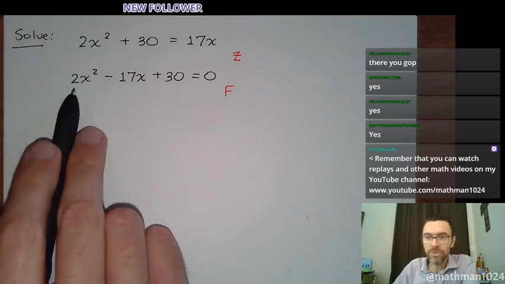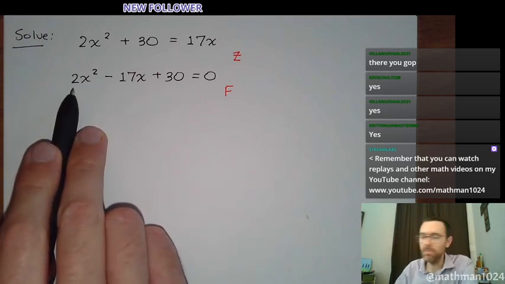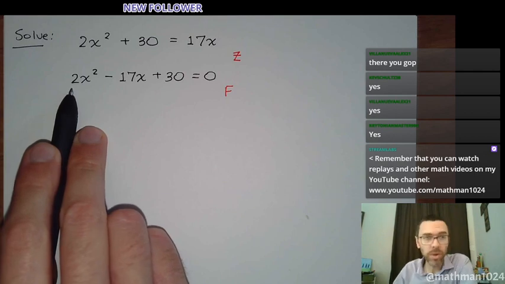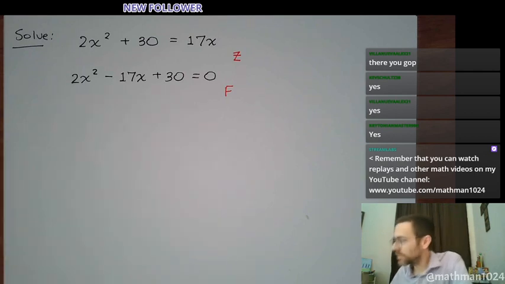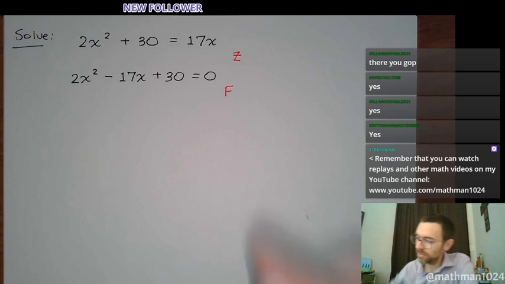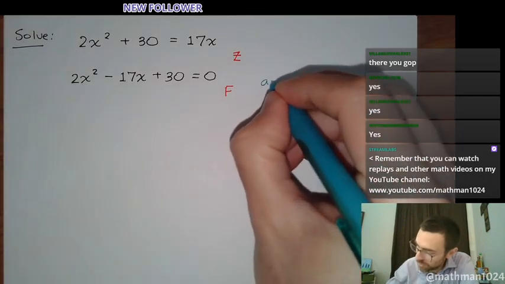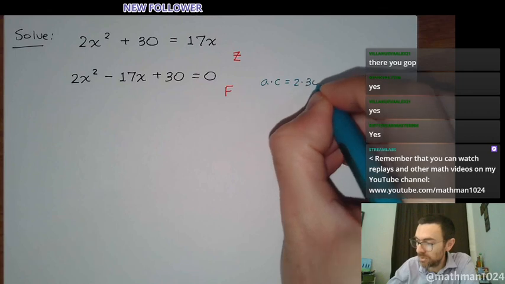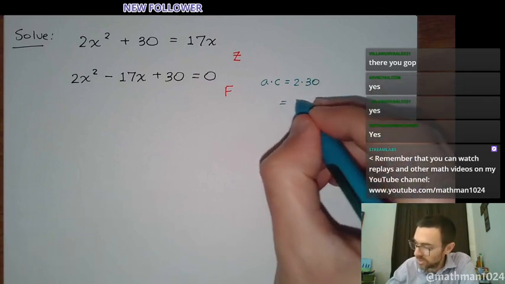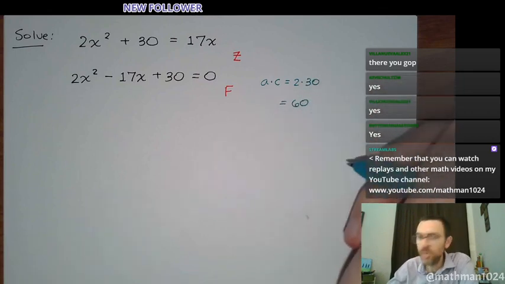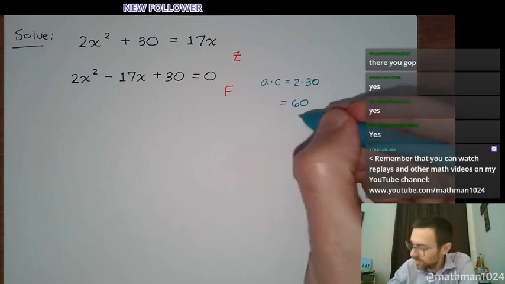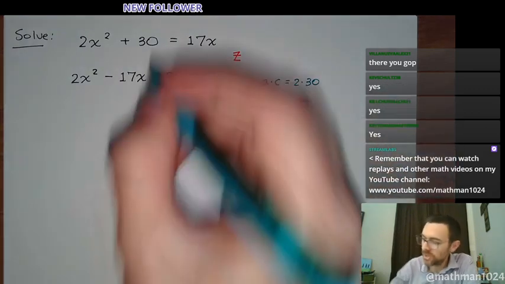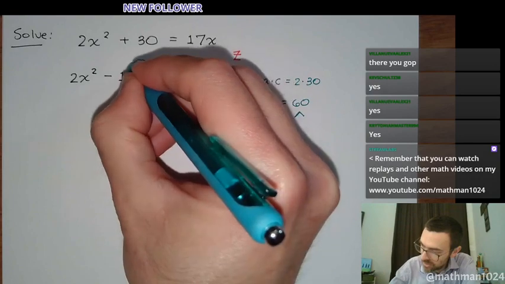If this lead coefficient were 1, it'd be nice and easy. But it's not, so we have a little bit more work to do. That's where you might want to go out to the side and do the AC method. So if I do the AC method, that means I'm going to be multiplying 2 times 30. So that gives me 60. And now I want to find the factors of 60 that will add to 17.